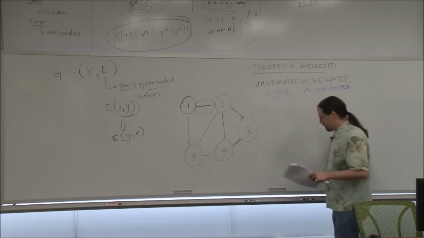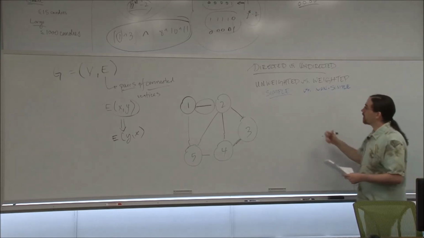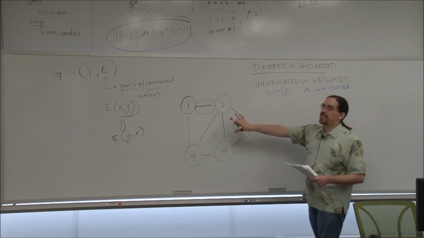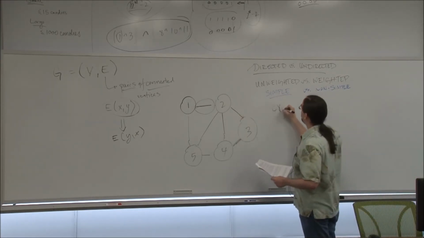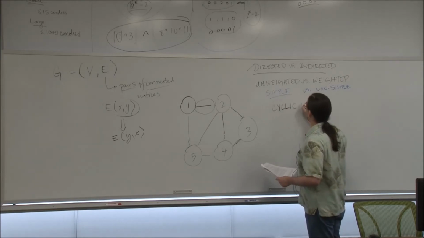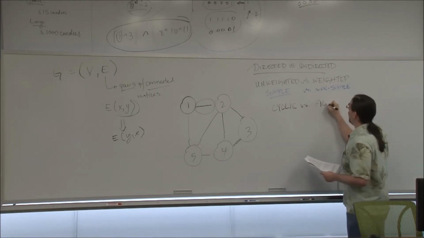So the last important distinction is whether there are any cycles in your graph. So this is cyclic versus acyclic.